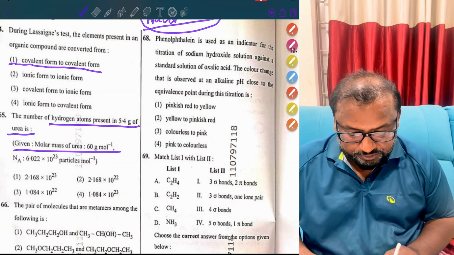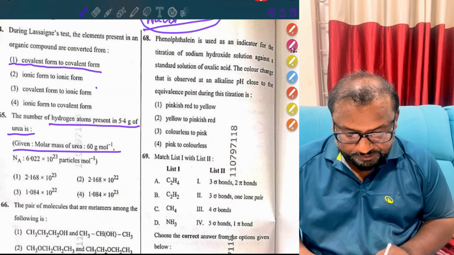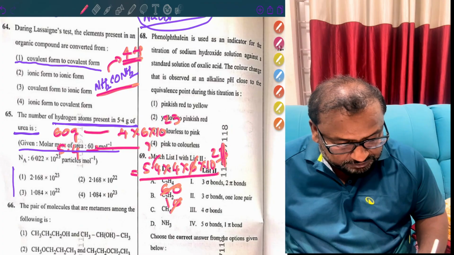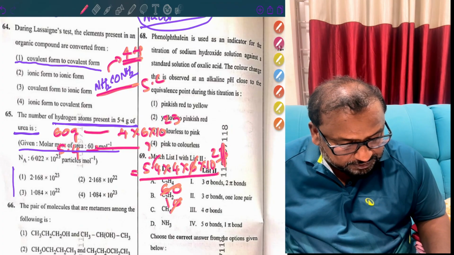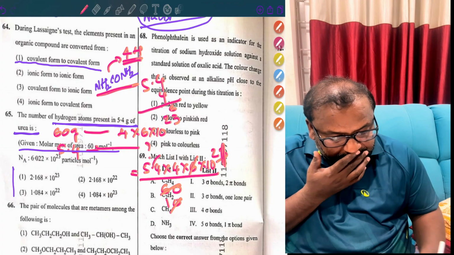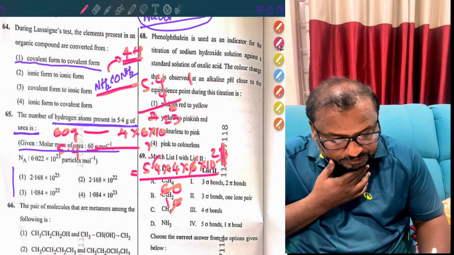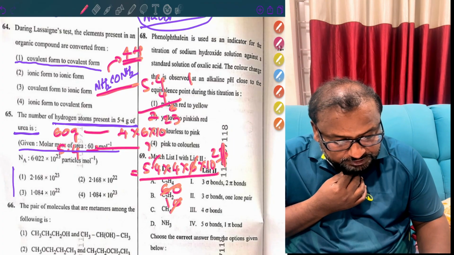Right. Next, hydrogen atoms present in 5.4 into 10 times. So this 0, I'll write it like 21. So we are left with only 5.4 multiplied by 4. So 16, 1.